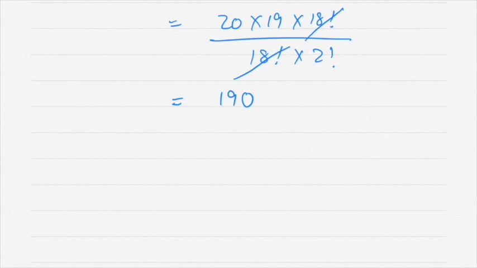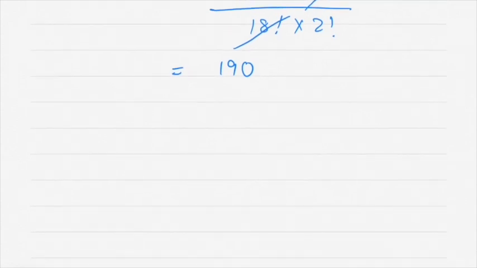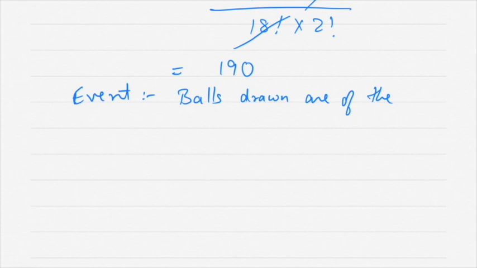Correct? Okay. What is the event? 2 balls are drawn at random. What is the probability that they are of same color? It is exactly like the previous question. Event is, I can name also, balls drawn are of the same color.